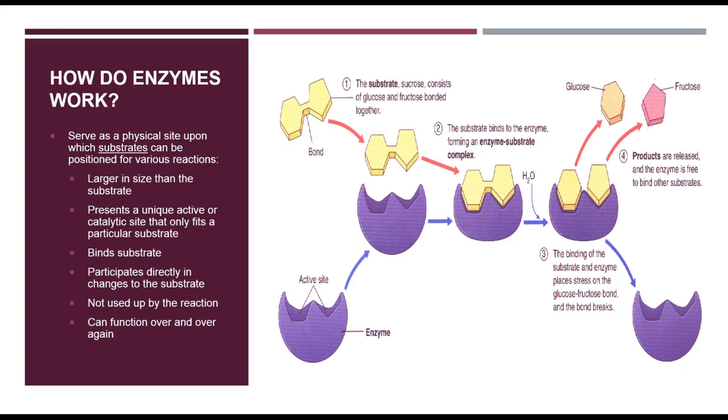The enzyme participates directly in producing changes in the substrate, but it doesn't get used, as I said before, in the reaction. And once the substrate is changed and the products are produced, the enzyme is then free to bond to a new substrate. So they don't get used up. They can repeat this process multiple times within the cell. You can see in the model on the right how this works.